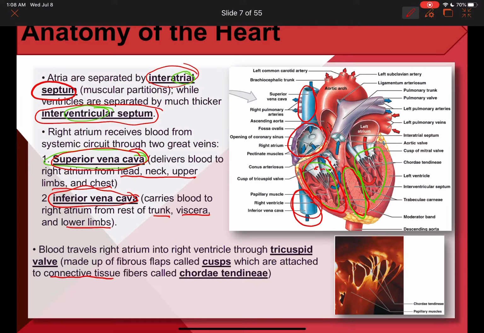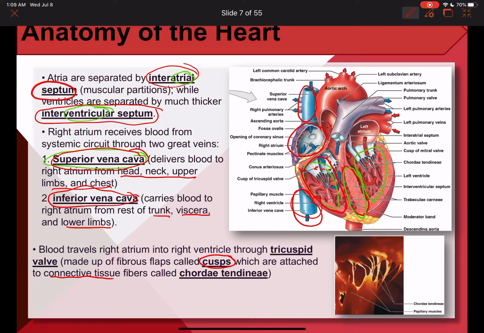If you look at the structure of these heart valves, they form these fibrous flaps, and we call them cusps. These cusps can snap together very tightly so that fluid will not be allowed to flow between these two chambers once the flaps close. Unless it opens, blood will not flow between these two chambers.